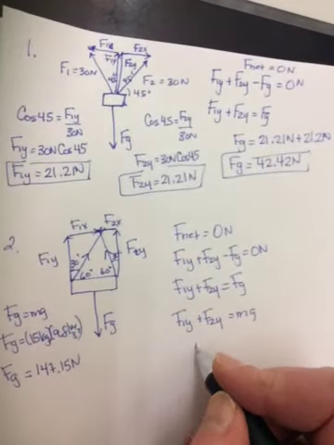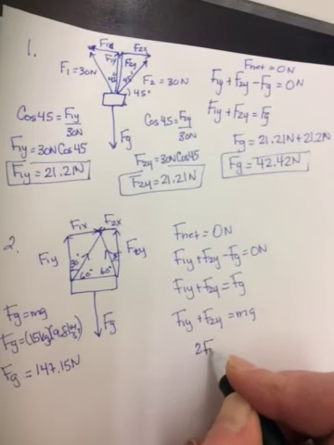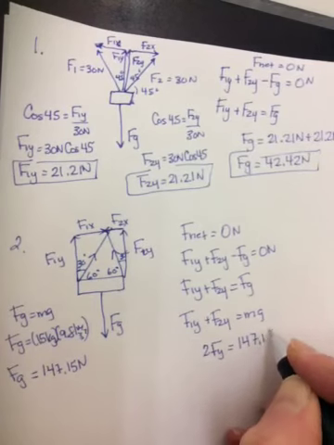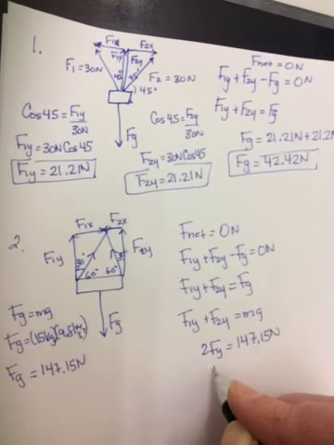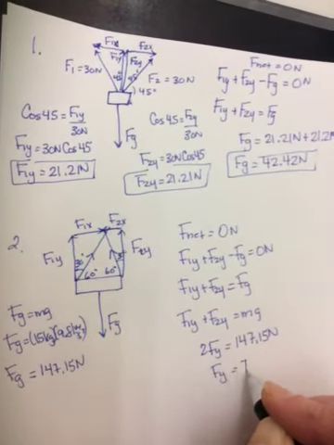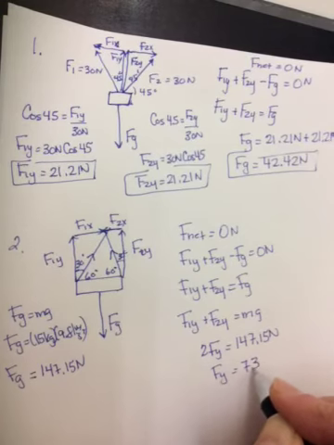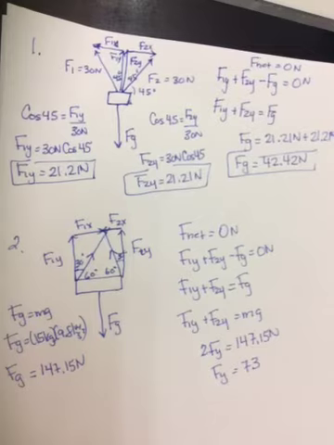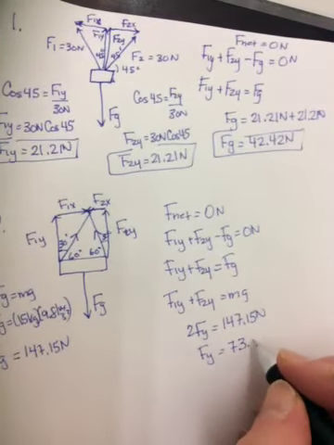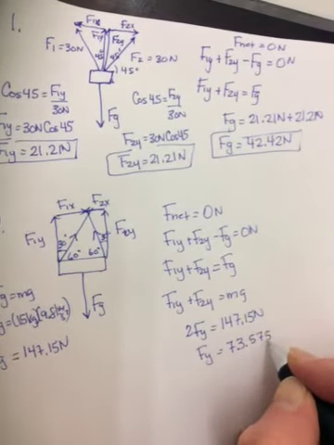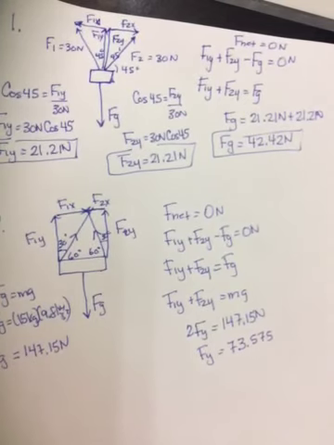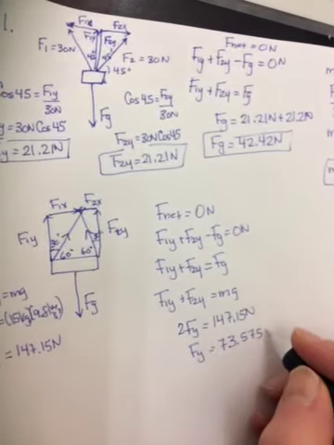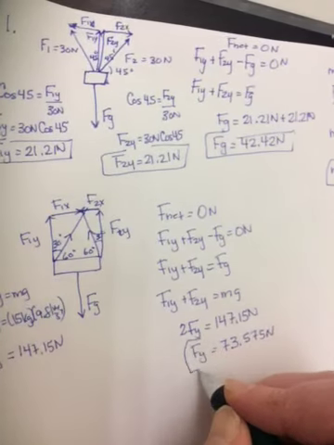So if we add them together, it's like having two Fy's. That's equal to 147.15 newtons. So one Fy would be equal to 73.575, sorry, I'm trying to do it in my head. I don't know if I just did that right. Yeah, 73.575 newtons. So that's Fy.